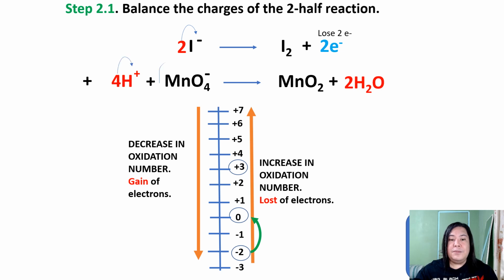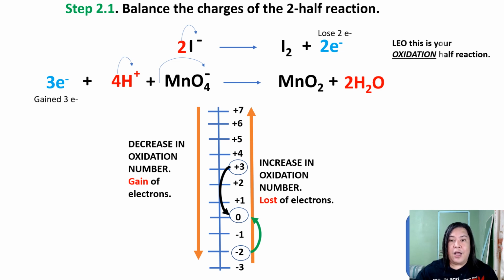So, magiging siyang 3 electron gain. And then, take note, ang loss of electron nilalagay sa product side. Okay? Ang gain of electron nilalagay sa reactant side ng second half reaction ninyo. So, LEO, loss of electron. Since dito yung nag-loss of electron, therefore, this part, your first half reaction is your oxidation half reaction. And the second part is your reduction half reaction. Okay? So, yan yung step 2.1 natin.